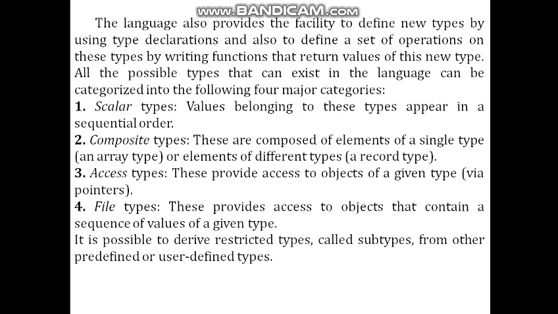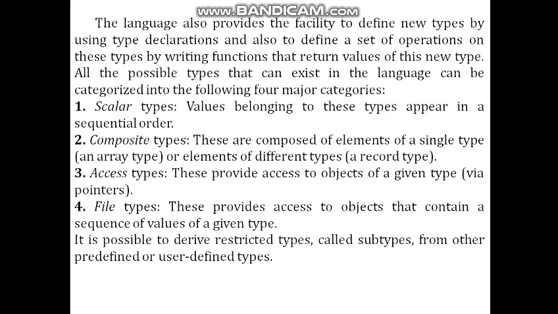Now first is the scalar type. Scalar means the values belonging to these types appear in sequential order. If the data type is of scalar type, the output values will appear in a sequential manner. What does sequential mean? For example, if you write terms like 0, 4, 5, 9, 2, 3, that is random. When you go towards scalar types, you get data in a sequential manner: 0, 1, 2, 3, 4, 5, 6, like that. So that is the scalar type.